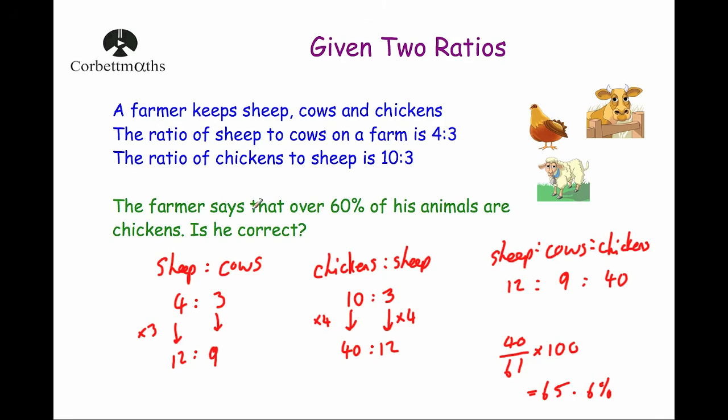So the farmer is correct. There are over 60% of his animals that are chickens. So always make sure that you write yes or you do agree with him.